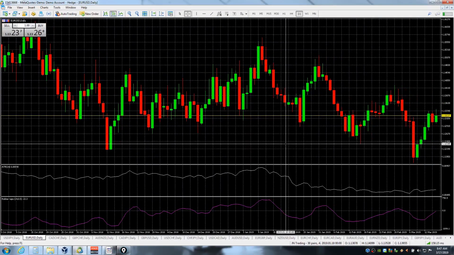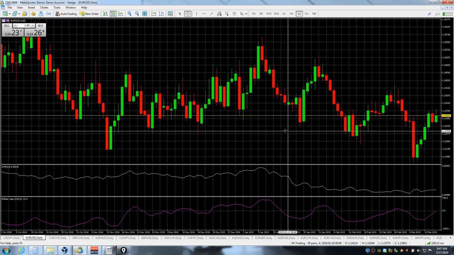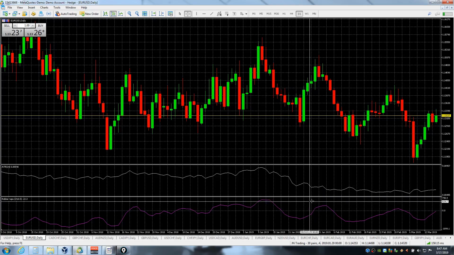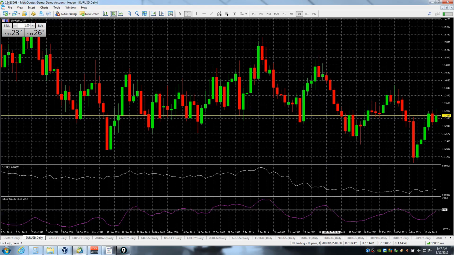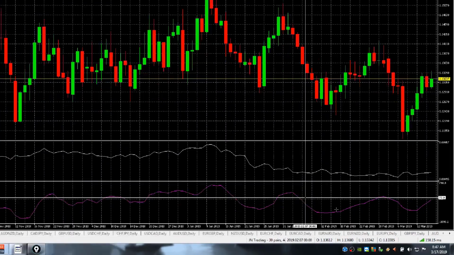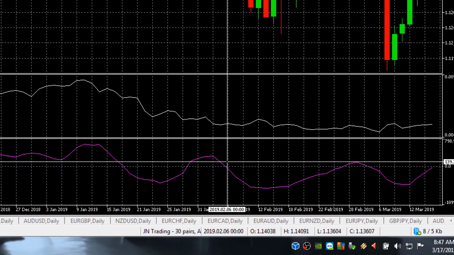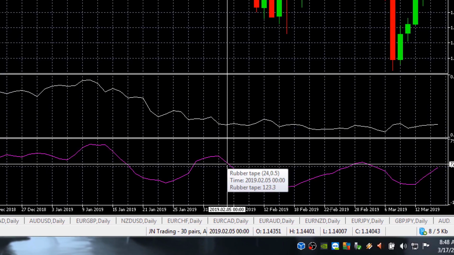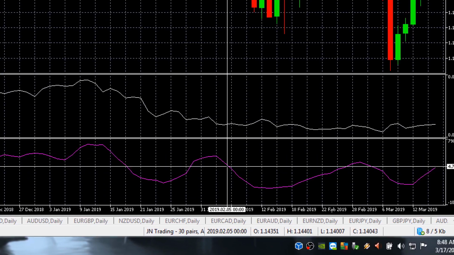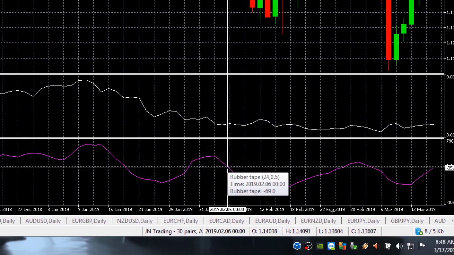Okay, now that we have all that, we'll test the rubber tape indicator on a couple days here, okay? So let's take this day here. Let's see here. Now I zoom in. I like to zoom in for myself just to see where exactly it's crossing, right? Because it's kind of hard to tell sometimes. So it looks like it's crossing right here.